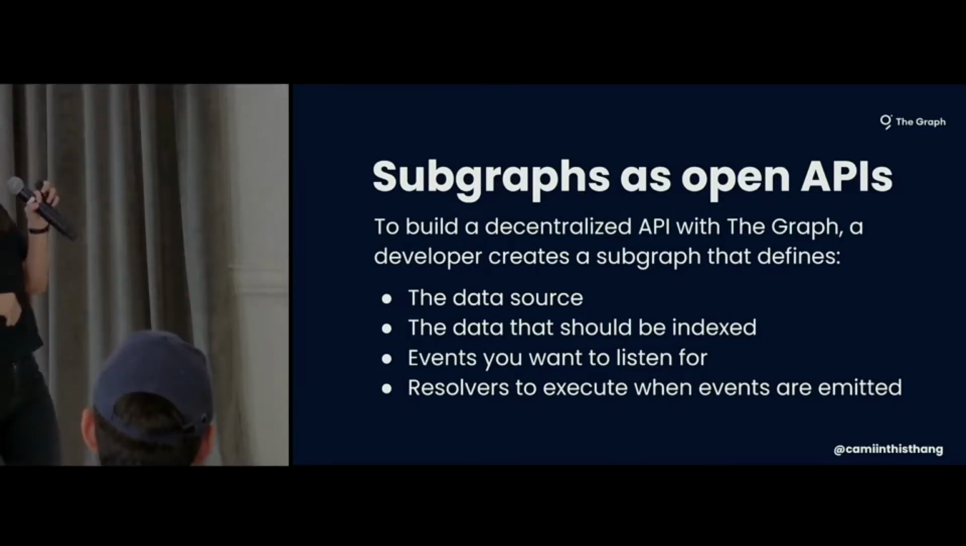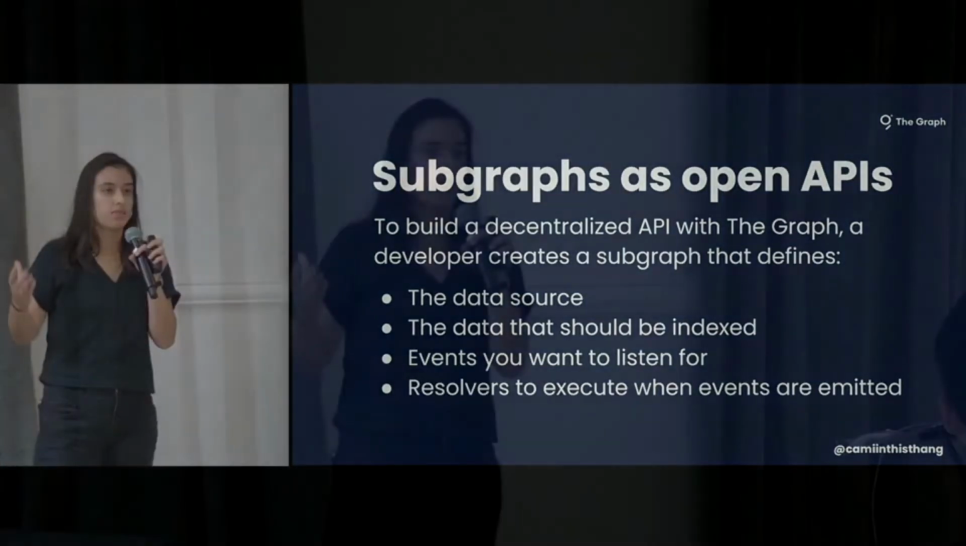So resolvers are just functions that are going to execute when these events are emitted to say, okay, something happened, something changed in our state. We're going to go ahead and run this code again to update what we want to know. So, in our case, how many superfans or something like that. So that's a crash course on how to build subgraphs.